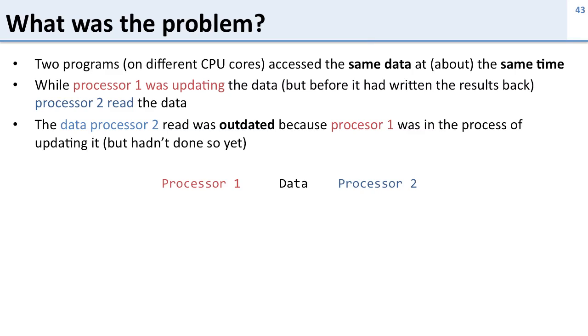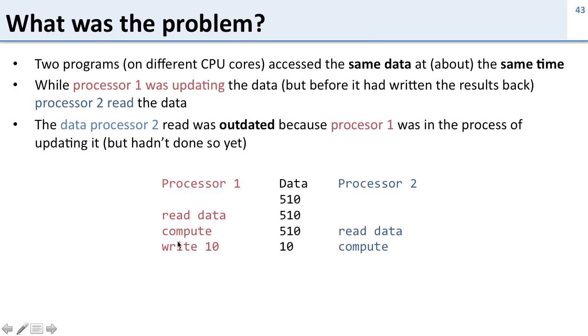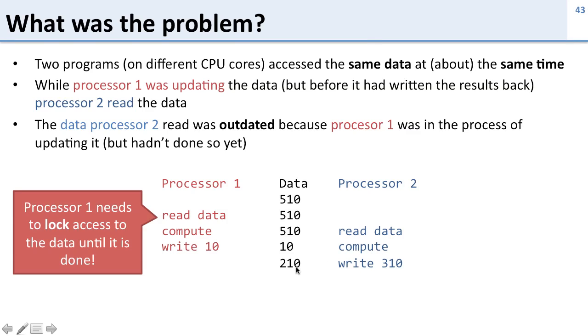So here's another picture of that. We have processor 1, processor 2 and our data. It starts out at 510. Processor 1 reads the data, and then while processor 1 is doing its computation but isn't done yet, processor 2 went in and read the old data. Right now, the way the program works, processor 1 owns the data, but processor 2 has no way to know that it doesn't have the data. Then processor 1 wrote back its results while processor 2 was calculating, and finally processor 2 wrote back its results.